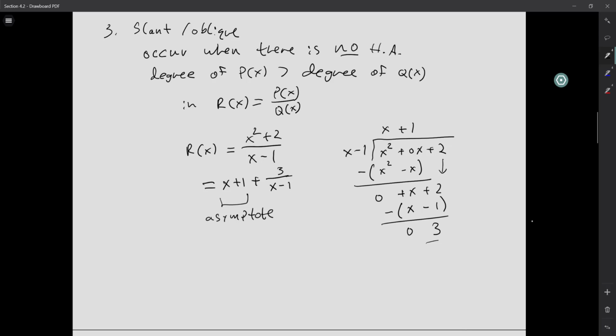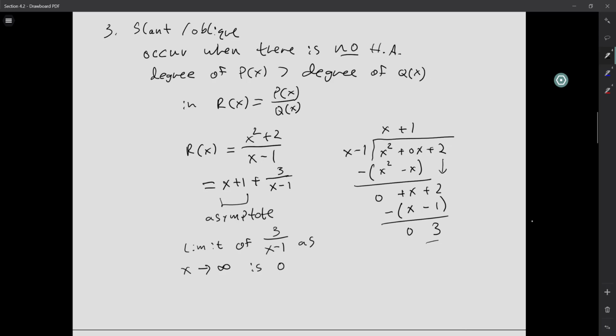Because if I plug in some small numbers, obviously not x equals 1, then I'm not going to be very close to the line x plus 1. But if I plug in extremely large numbers like 4 million, well, 3 divided by 4 million is going to be a very tiny number. So I'm going to be very close to my so-called asymptotic line. In terms of limits with horizontal asymptotes, what this is saying is that the limit of the remainder, 3 over x minus 1, as x approaches infinity, is 0.